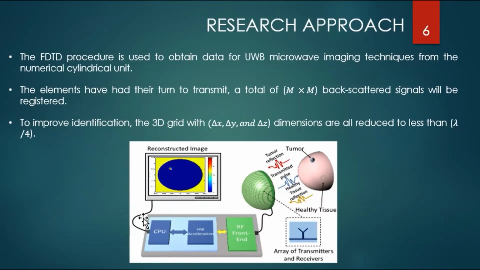To improve the identification of the 3D grid, with the 3D grid we can get delta x, delta y, and delta z dimensions, in order to see how much is the dimension in 3D, and how much is the length of the wave. How much is the wavelength that can radiate through the antenna and touch the breast. Lambda divided by 4.